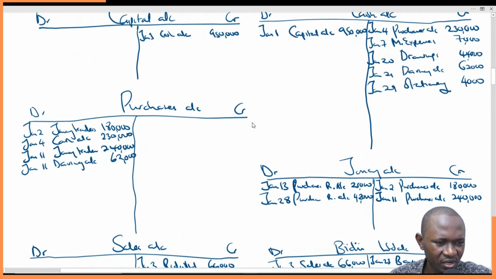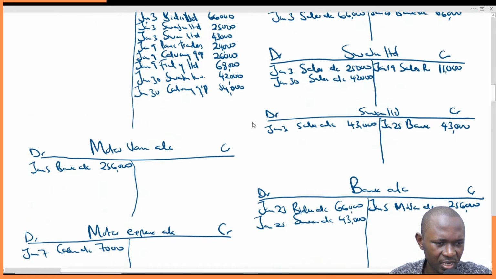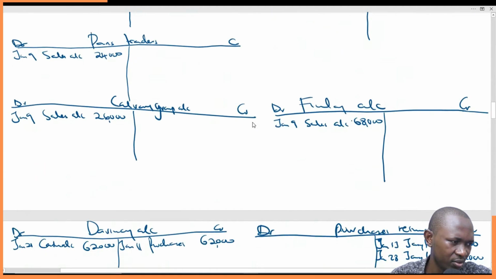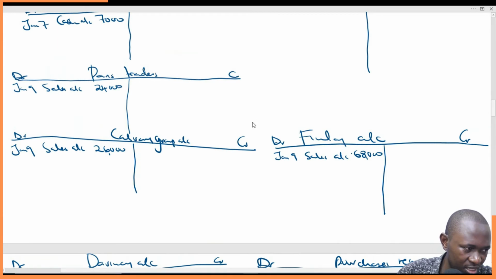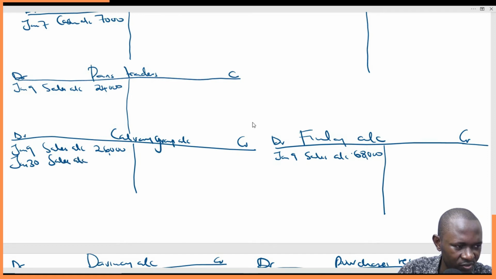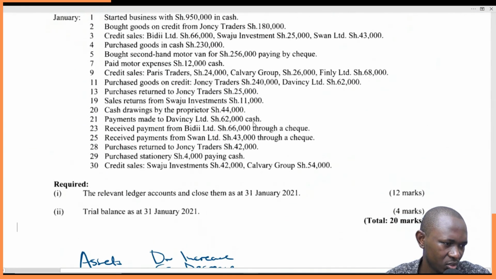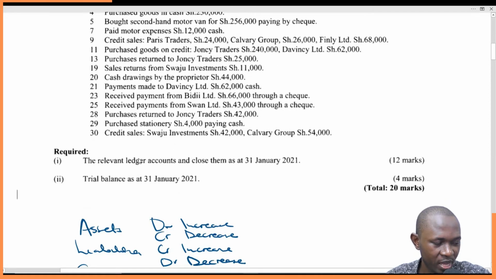So we look for Calvary Group because we already have his account. I think that name is not new. It's a familiar name. Yeah, you can see it here. So we simply say January, because it's sales, it's a debtor. So January 30th, we say sales account 54,000. Good, like that. Then you go pick the next transaction. Oh, they are over. So we are done.